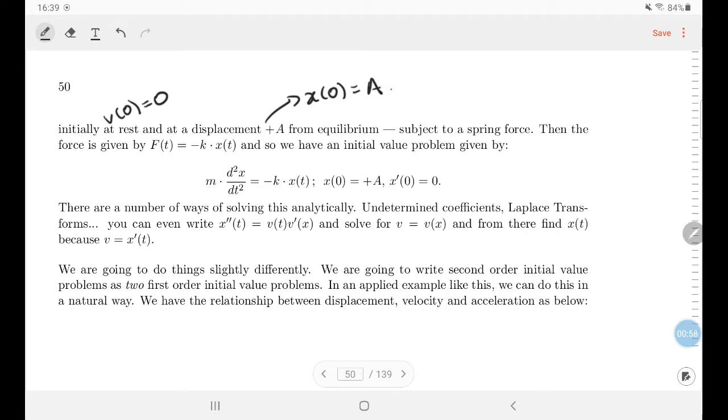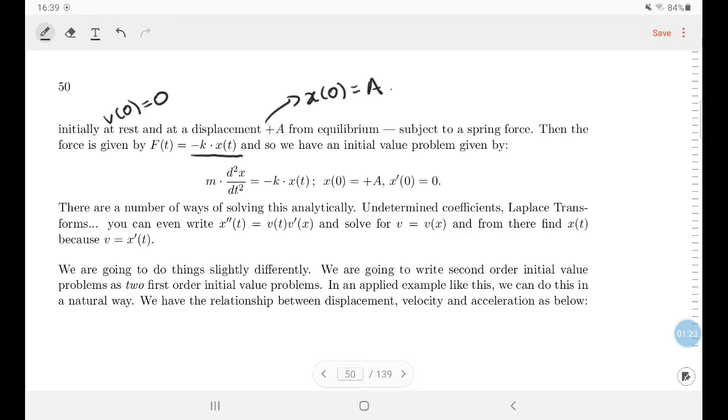Subject to a spring force, then if it's a spring force, it's Hooke's law. The force is proportional to the displacement. It's in the opposite direction to the displacement, so it's proportional to minus displacement, and proportionality just means it's a constant times that negative displacement. So you get that the force is minus k x of t. So you end up with this second order differential equation.